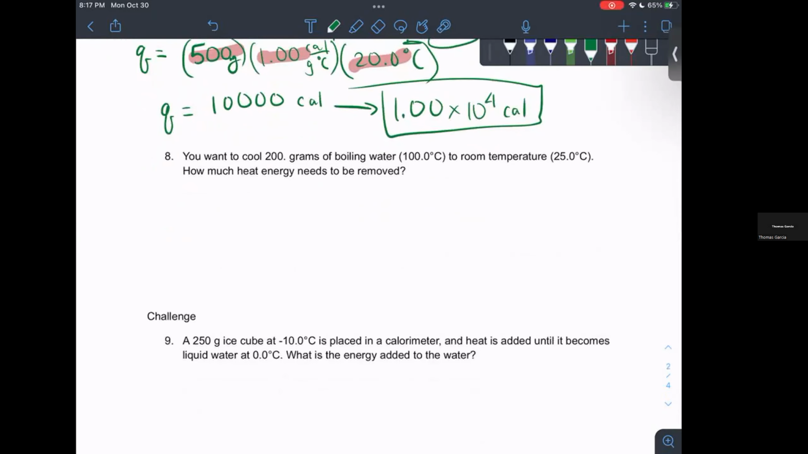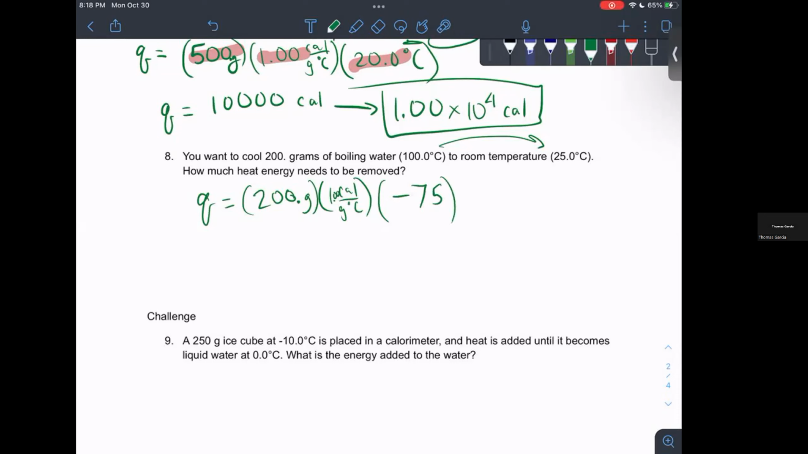All right. Number eight, you want to cool 200 grams of boiling water to room temperature. How much energy needs to be removed? Q equals 200 point 1 calorie per gram degree Celsius. We can say 0.00, give that some extra sig figs. And we are changing the temperature from 100 to 25. That is a negative 75 degree change.